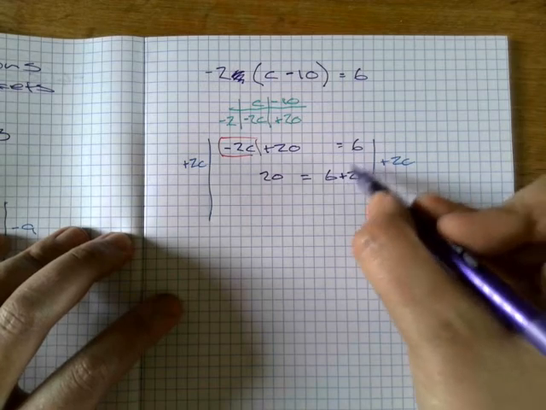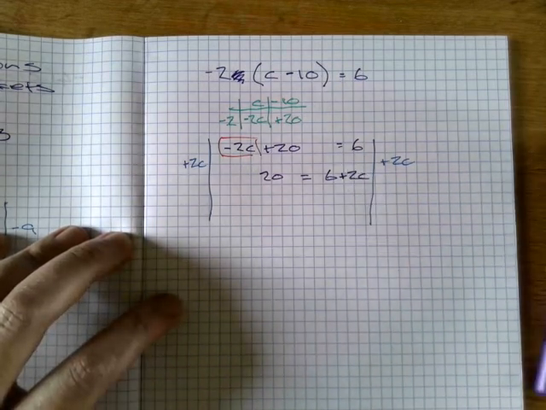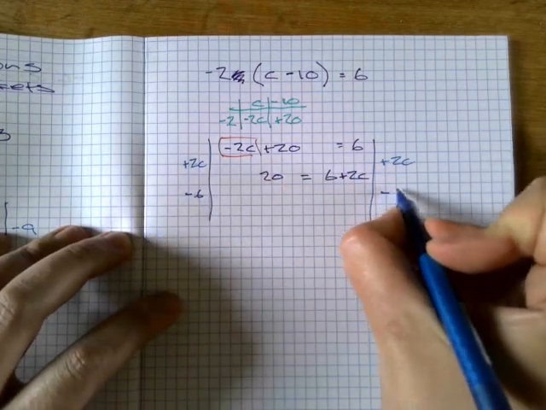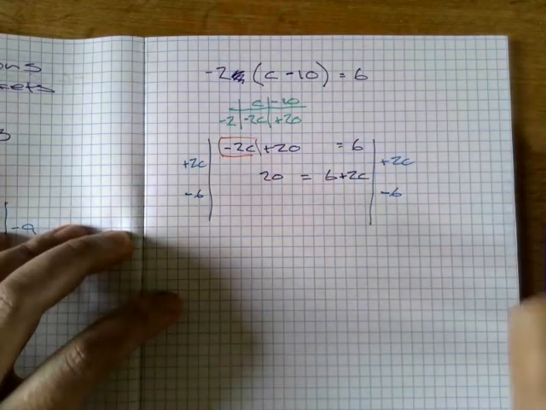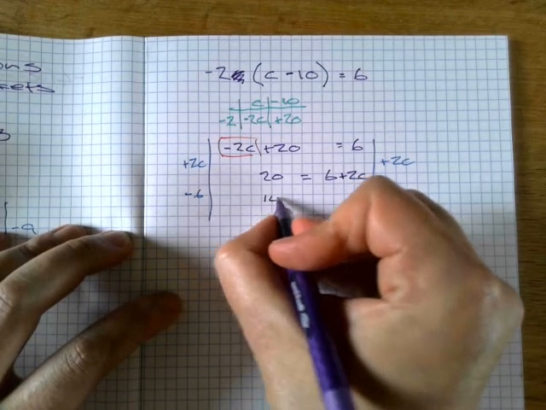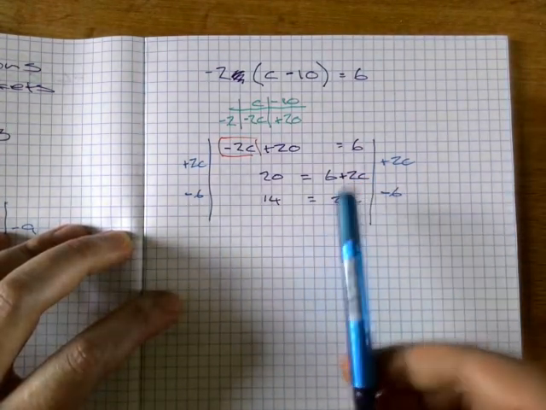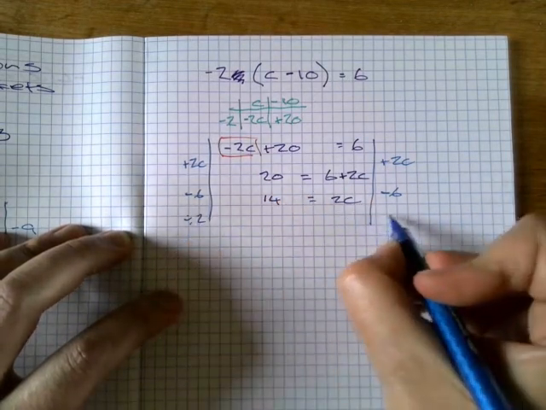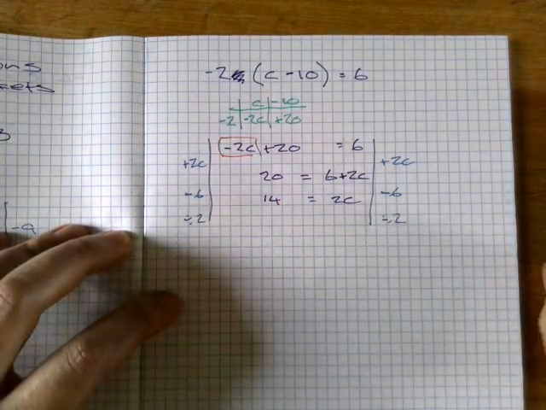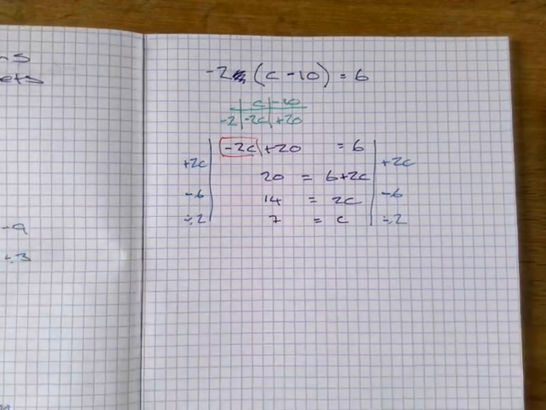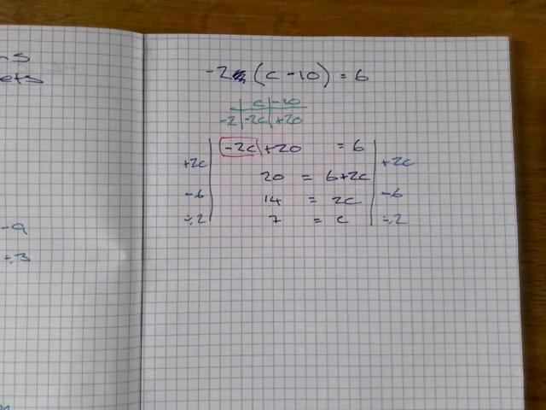Now I'm going to get these two c's that are positive by themselves, so I've got to get rid of the 6 that's with them. Minus 6 from both sides. We're now left with 14 equals 2c. And then to work out what 1c is, I'm going to have to divide both sides by 2. So 7 equals c, or we could say that c equals 7. Both sides are the same, so we could write what's on each side of the equal sign the other way round.